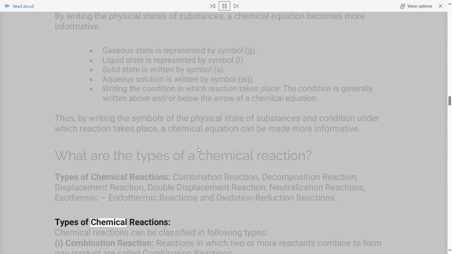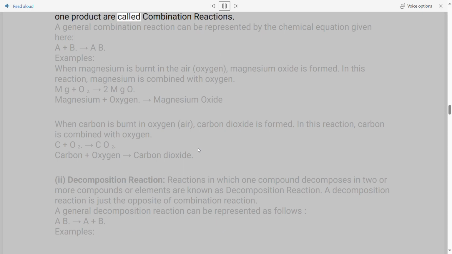Types of chemical reactions. Chemical reactions can be classified into the following types: 1. Combination reaction. Reactions in which two or more reactants combine to form one product are called combination reactions. A general combination reaction can be represented by the chemical equation A + B → AB. Example: when magnesium is burnt in the air, oxygen, magnesium oxide is formed. In this reaction, magnesium is combined with oxygen. 2Mg + O2 → 2MgO. Magnesium plus oxygen gives magnesium oxide.